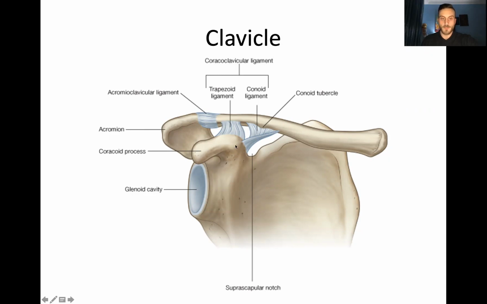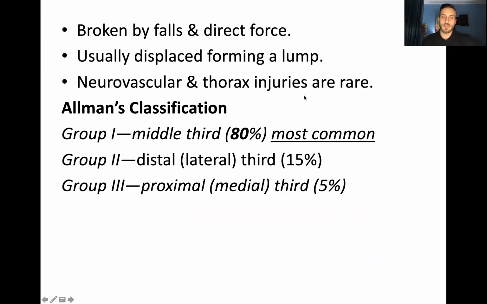Coracoclavicular ligaments. Two ligaments, trapezoid and conoid. So usually the clavicle is broken either by direct trauma or by falls. Usually the displacement of the fracture or the deforming forces are the arm, because it's pulling down, your weight of the arm is pulling down, and you have the other part, the proximal part, is being pulled by the sternocleidomastoid muscle.